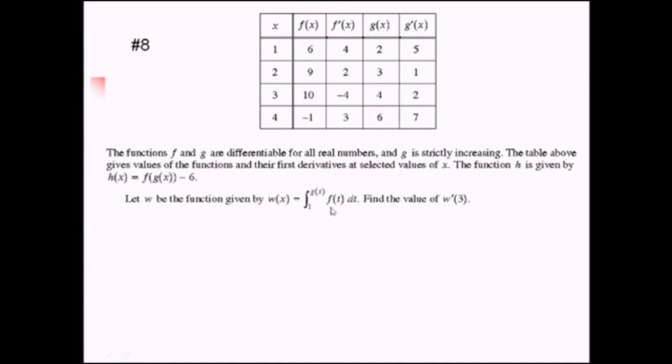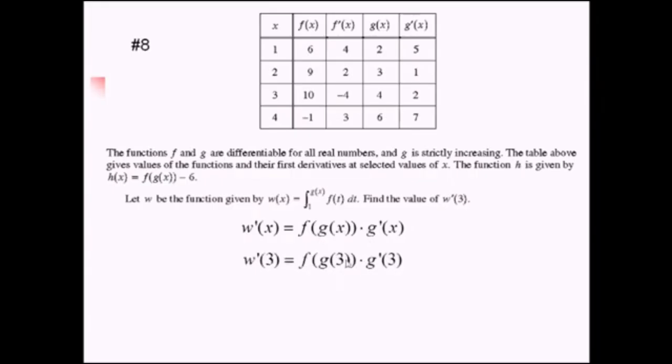But when I do that, since g of x is its own function, I also have to multiply by g prime. So w prime of x then can be called f of g of x times g prime of x. This is just using our fundamental theorem of calculus. All right, so now I'm trying to figure out w prime of 3. So I'm doing f of g of 3 times g prime of 3.